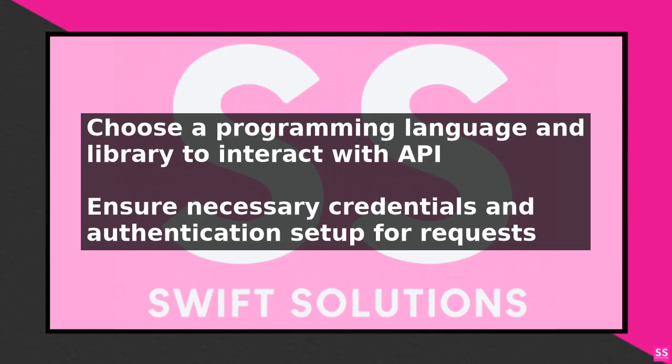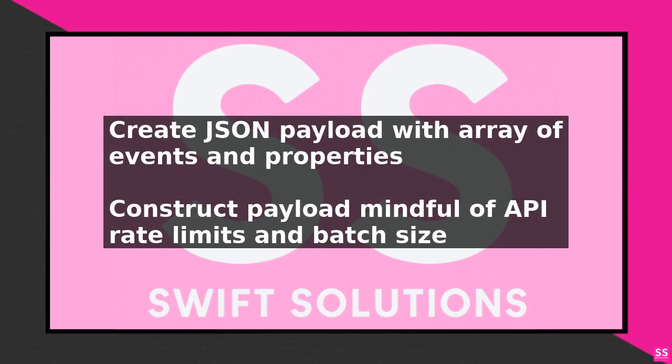When constructing your payload, be mindful of the API's rate limits and batch size restrictions. Typically, the Bill.com API allows for batches of up to 50 events per request. Exceeding these limits can result in errors or throttling.